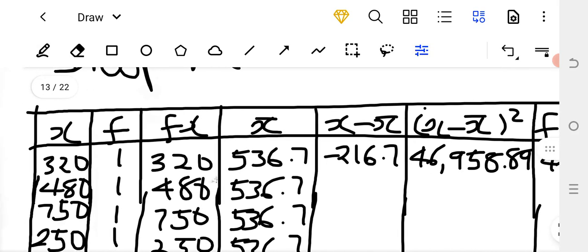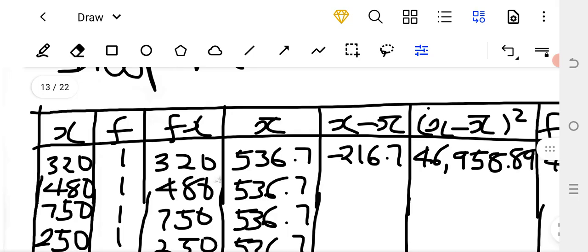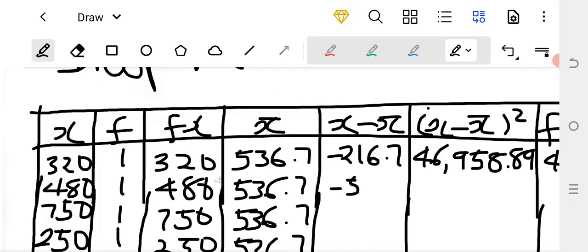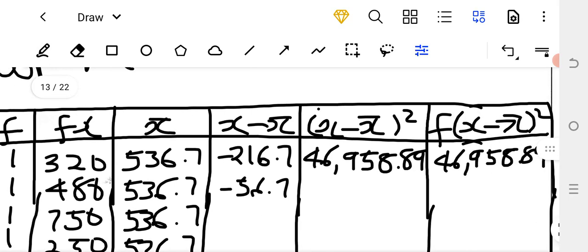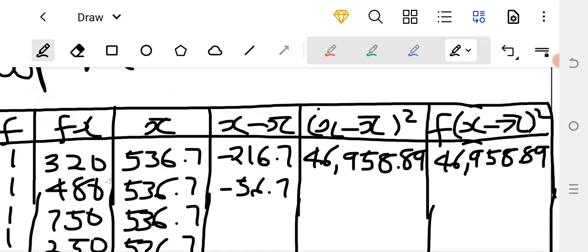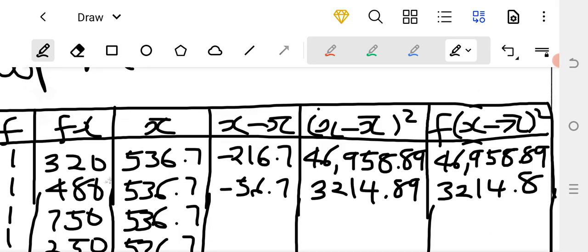Then it's going to be 480 minus 536.7, which is negative 56.7. Then you square it. You're going to have 3,214.89.